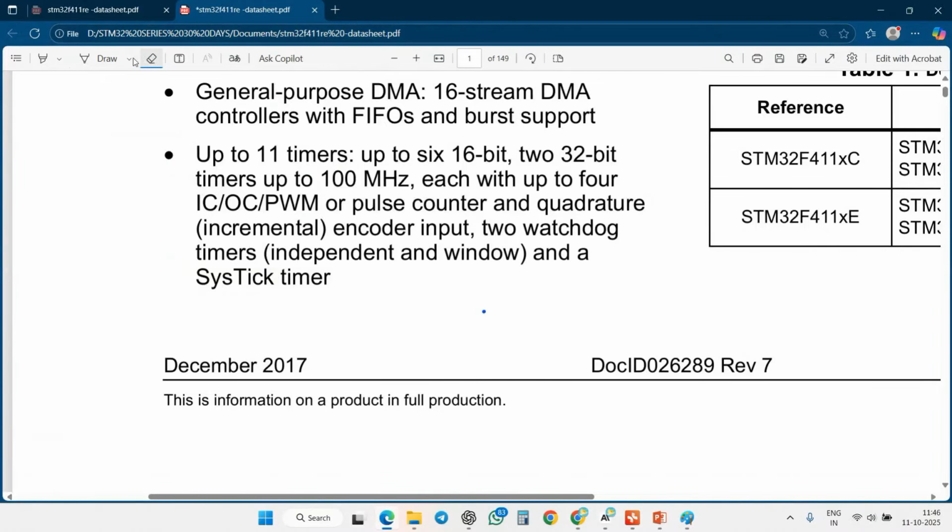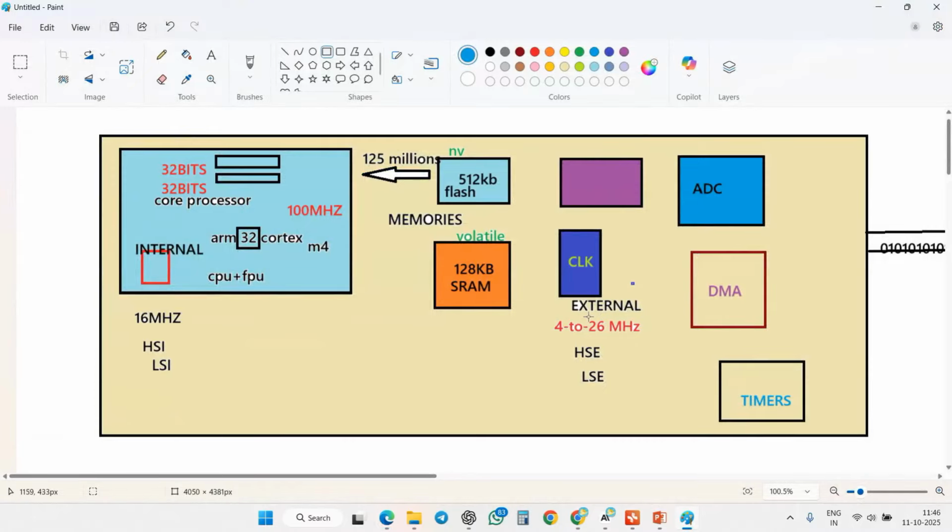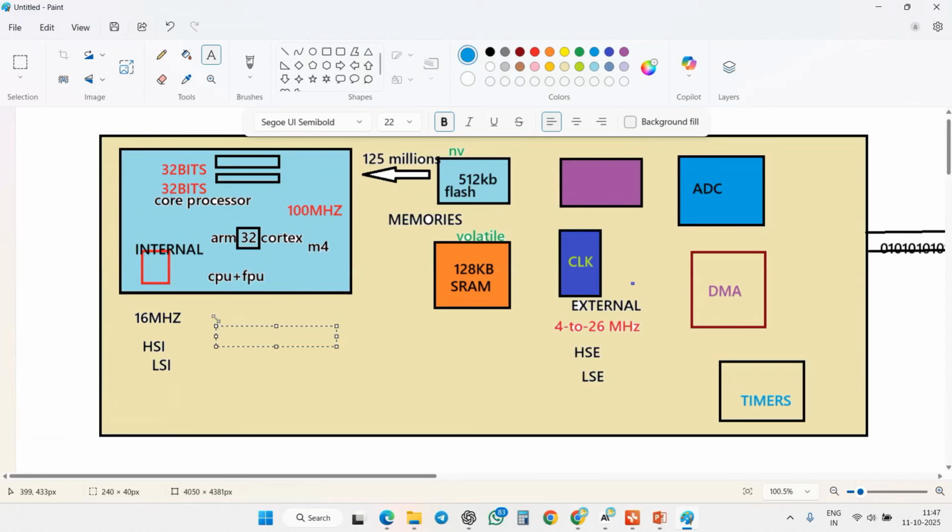So what are those? First of all, we are having up to a 16-bit timer and two 32-bit timers, which work with a range of 100 megahertz. I already told you that your external clock works at 4 to 26 megahertz and the internal clock is 16 megahertz. To get 100 megahertz here, we are using one thing called a PLL, that is a phase lock loop.